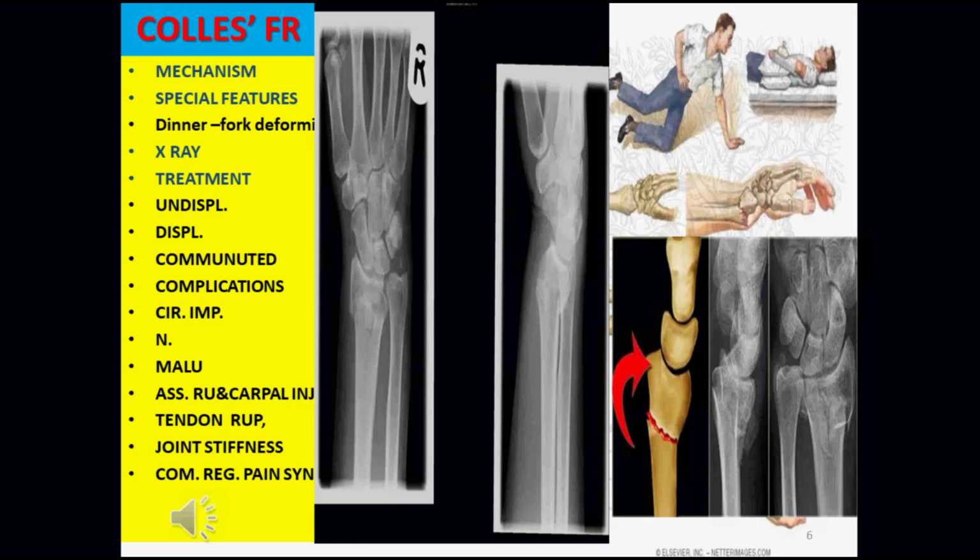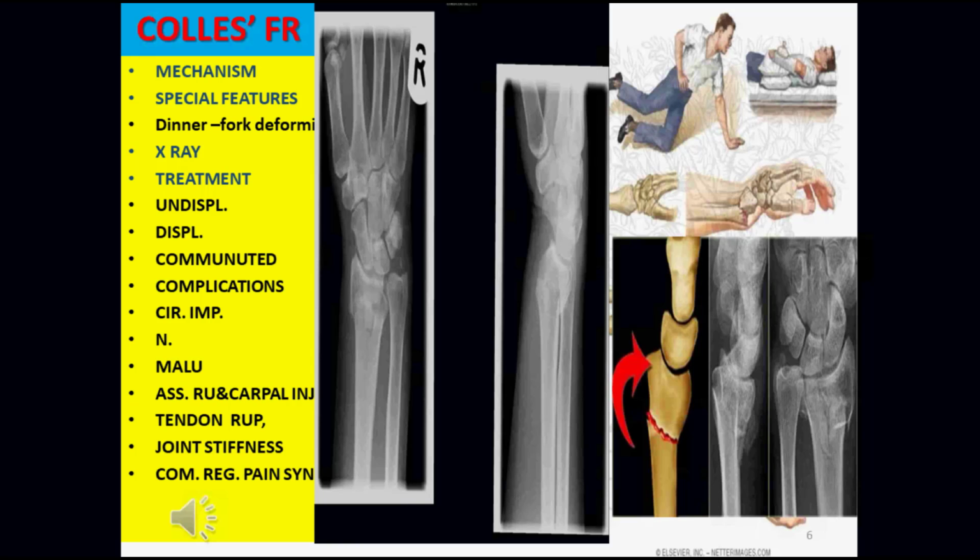X-ray: fracture at the cortical cancellous junction, about 2 centimeters from the articular surface of the radius. Over the ulnar styloid is fracture. Characteristically, the distal fragment is shifted and tilted both dorsally and toward the radial side. Sometimes the fracture is comminuted.